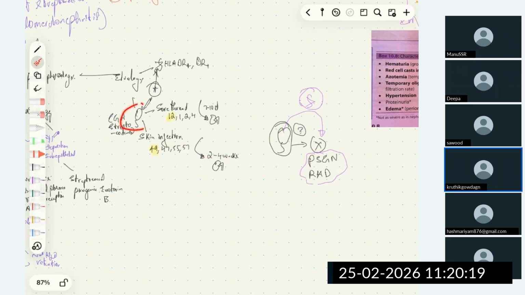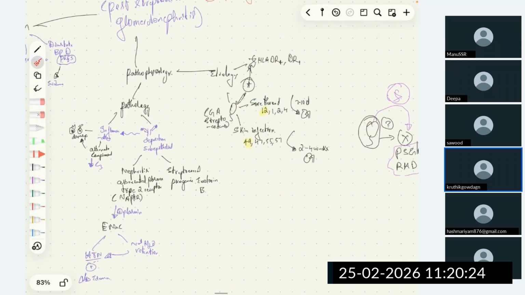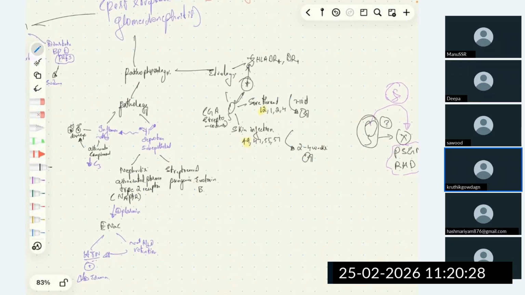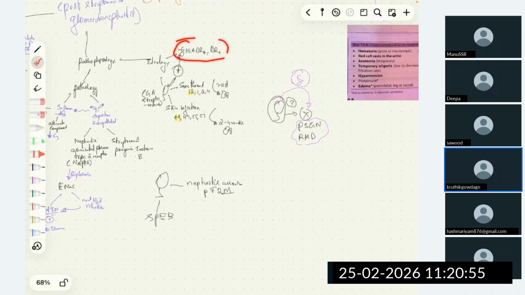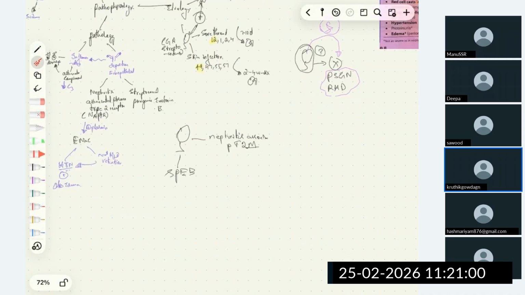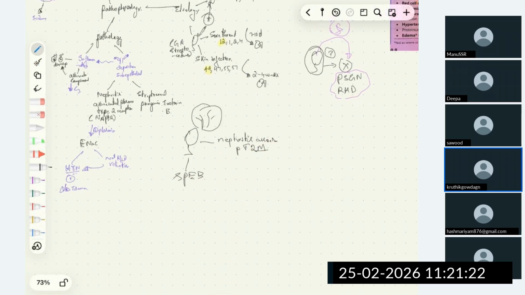Now, why do these people develop glomerulonephritis? Streptococci has many antigens. I am mentioning the most important ones which are relevant to us. That is nephritis associated plasmin type 2 receptor and streptococcal pyogenic exotoxin B. So the people who are genetically predisposed, their immune system is tuned to produce antibodies against these 2 antigens, nephritis associated plasmin type 2 receptor and streptococcal pyogenic exotoxin B. So these genetically predisposed individuals will develop antibodies against these 2 proteins.